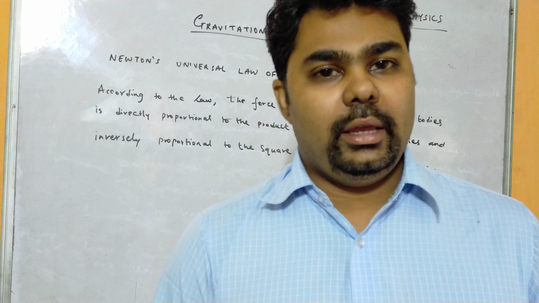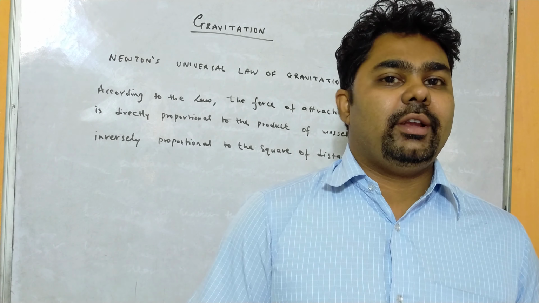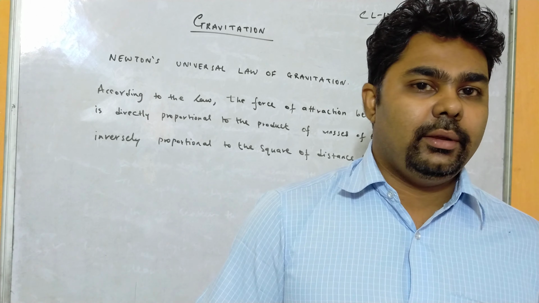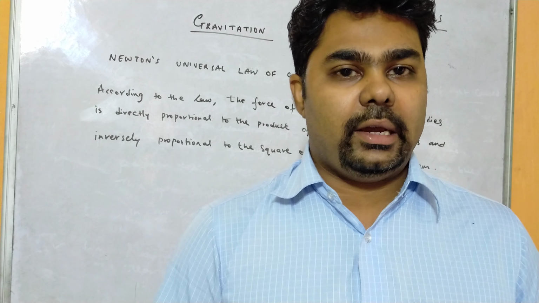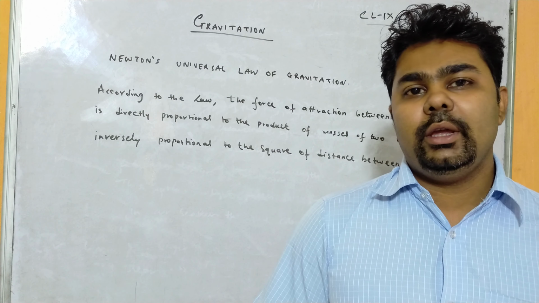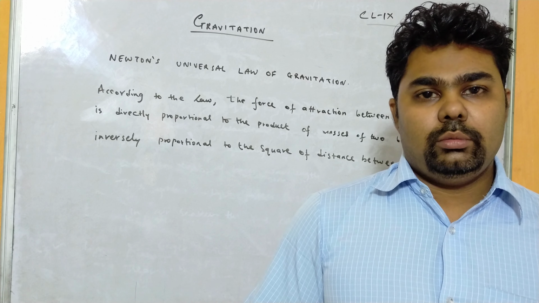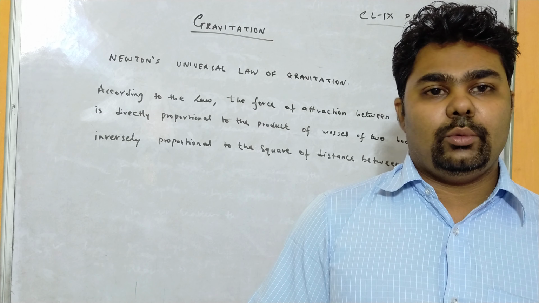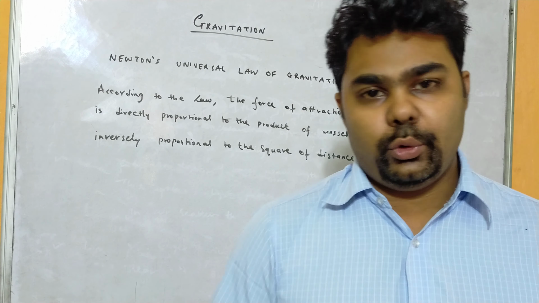So you see, in our universe every object attracts each other. Incidentally, Isaac Newton also observed an apple falling from a tree. So all these questions we will get answered today: why the apple is falling down, and what is the difference between gravity and gravitation.